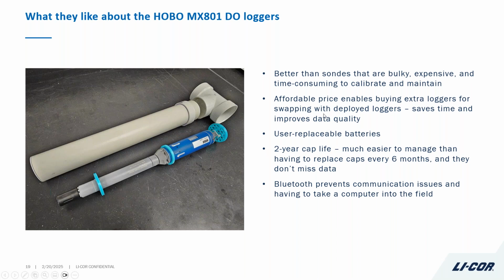And because of their price point, he actually has an extra set of them. So when he goes out to service them, instead of trying to calibrate them in the field, he swaps in ones that he's calibrated in the lab, and then he brings back the ones from the field to calibrate in the lab. So it just gives him that ability to swap them out, saves time, and it also results in better data quality because he's able to calibrate them in the lab.